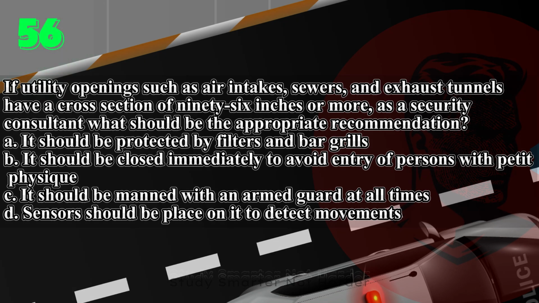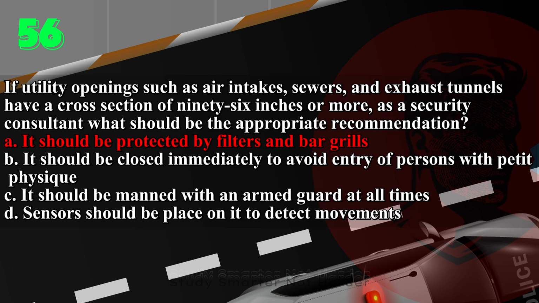56. If utility openings such as air intakes, sewers, and exhaust tunnels have a cross-section of 96 inches or more, as a security consultant, which should be the appropriate recommendation? A. It should be protected by filters and bar grills. B. It should be closed immediately to avoid entry of persons with petite physique. C. It should be manned with an armed guard at all times. D. Sensors should be placed on it to detect movements. A. It should be protected by filters and bar grills.